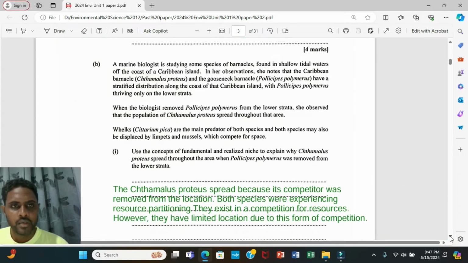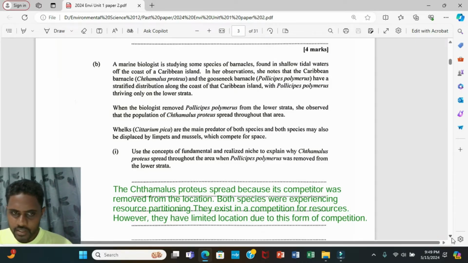Part B of that question says, a marine biologist studied some species of barnacles found in shallow tidal water off the coast of a Caribbean island. In her observation, she notes that the barnacle Chthamalus proteus and the gooseneck barnacle Pollicipes polymerus have a stratified distribution along the coast of that island, with Pollicipes polymerus thriving only on the lower strata. When the biologist removed Pollicipes polymerus from the lower strata, she observed that the population of Chthamalus proteus spread throughout that area. Whelks are the main predator of both species, and both species may also be displaced by limpets and mussels, which compete for space.